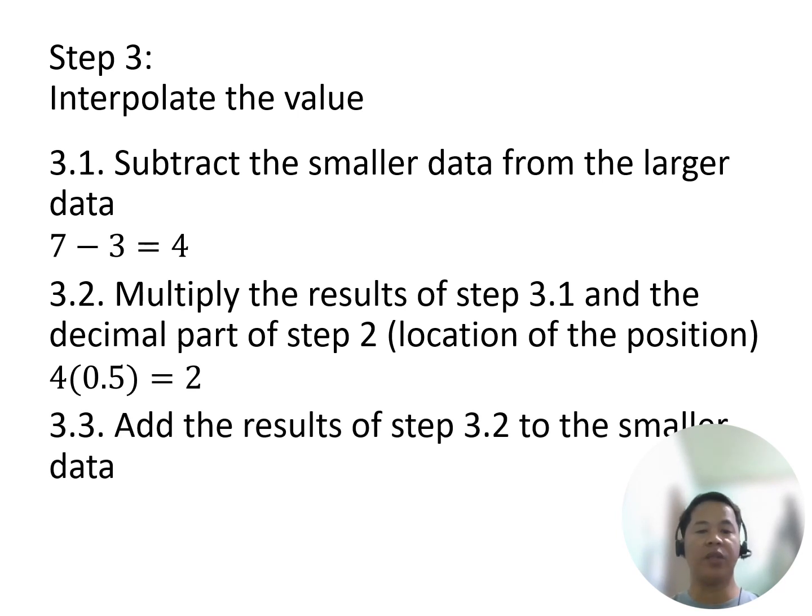And the final step is to add the result of step 3.2 to the smaller data. And the smaller data is 3, while the result of step 3.2 is 2. So just add it up, and the total is 5. Therefore, the value of our first quartile is 5.